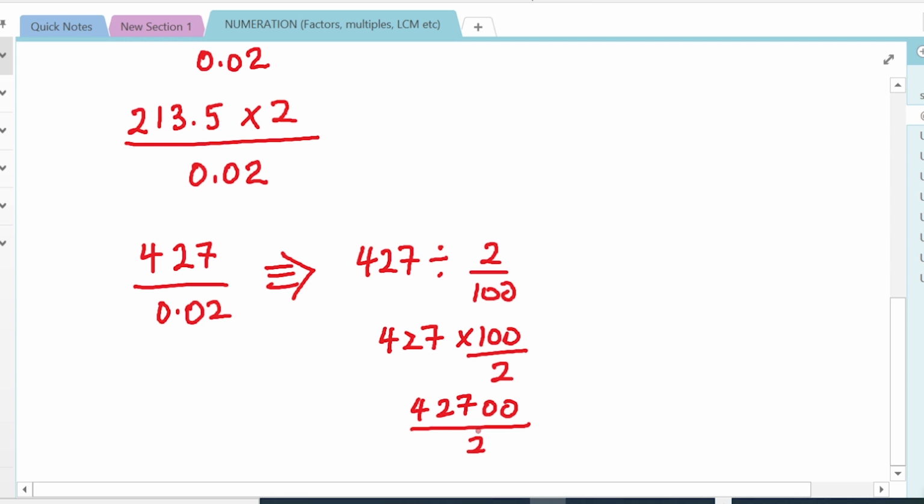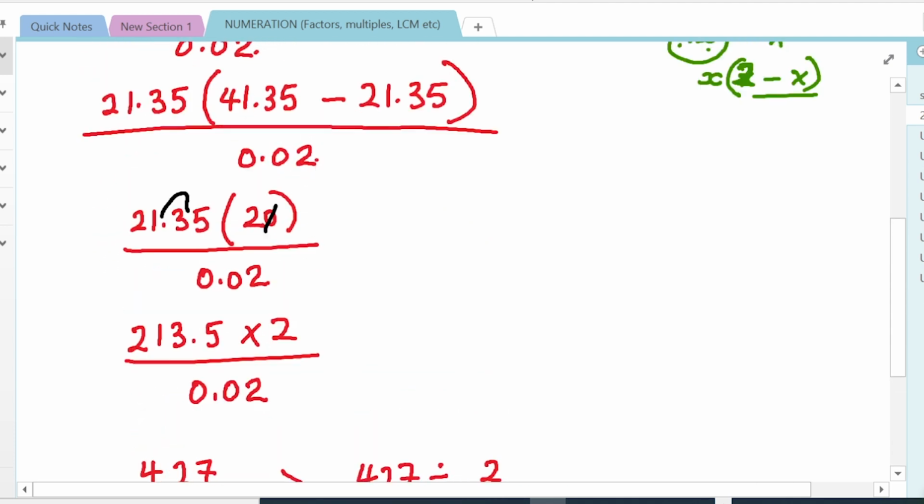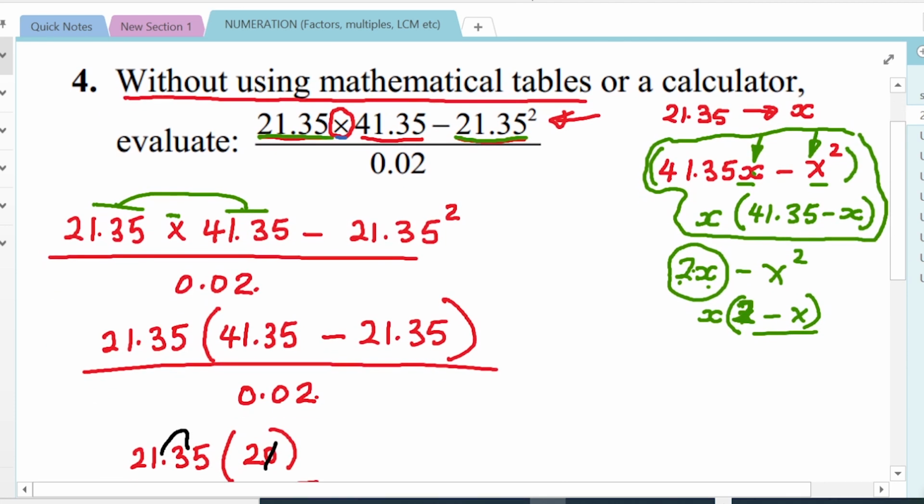And your ultimate answer will be 21,350. As simple as that. So when they tell you something like that, whenever they ask you that without using a table or calculator, they are always trying to test a certain concept, whether it is the commutative property, or factorization. There's a concept they want you to test, and for this case, this is what they wanted to test.